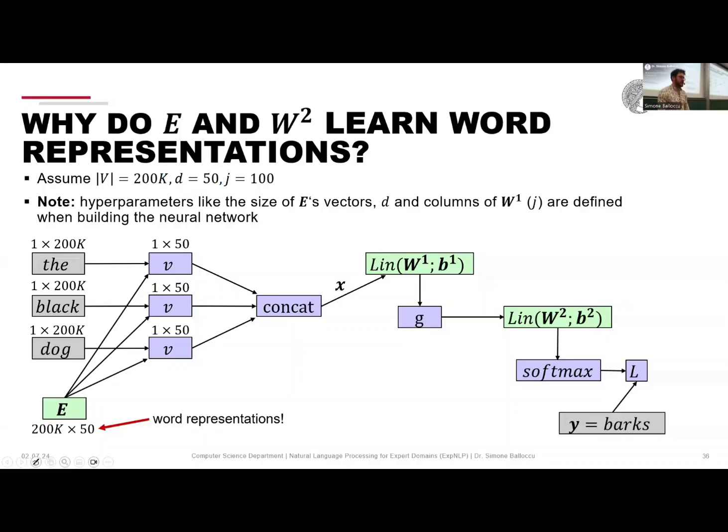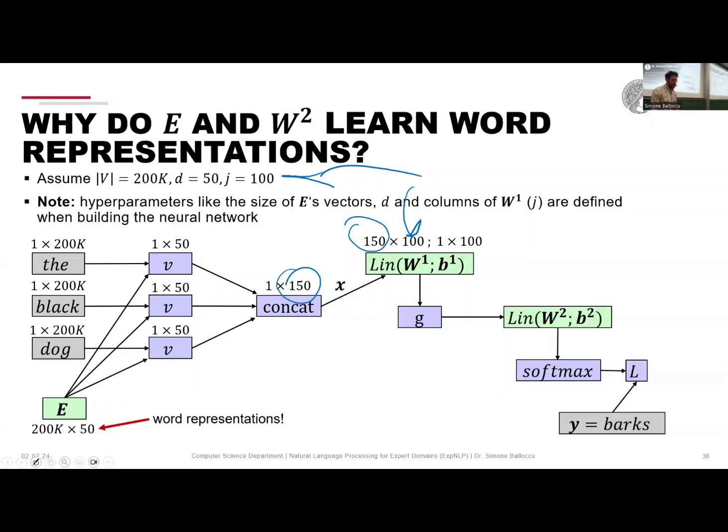What about the concatenation? This should be easy. What's the size of the concatenation of these 3 vectors? 1 by 150. We just stack them next to each other: 50, 100, 150. What's the size of the matrix and bias? This is going to be 150 times 100. Why? Because vector-matrix multiplication imposes that the columns of the first one must be equal to the rows of the second one. And as for the size, we defined it before, it's our hyperparameter.